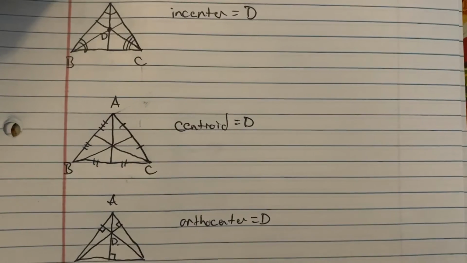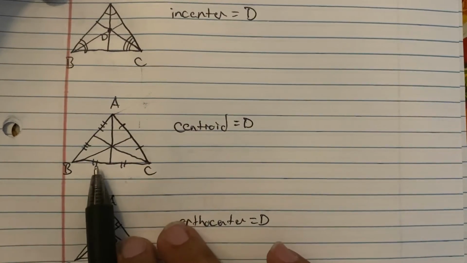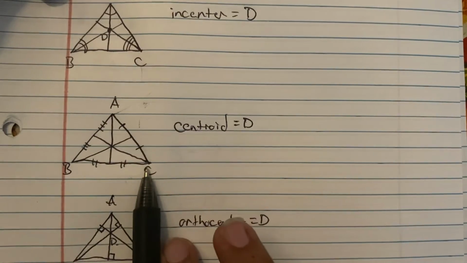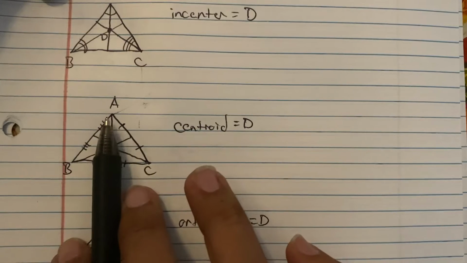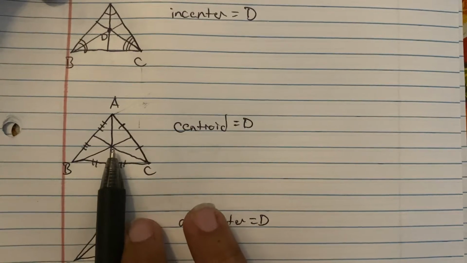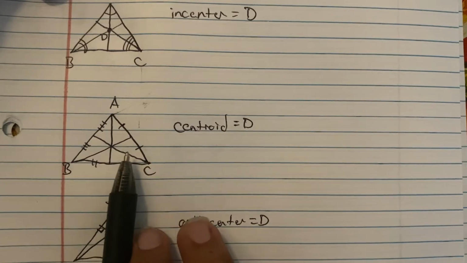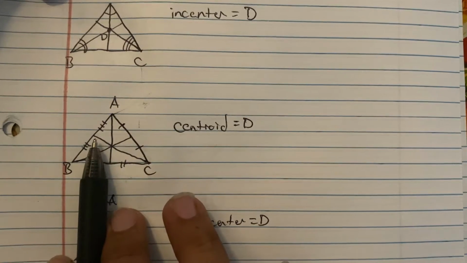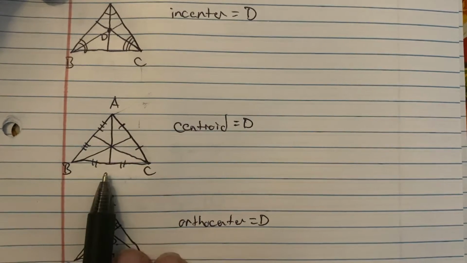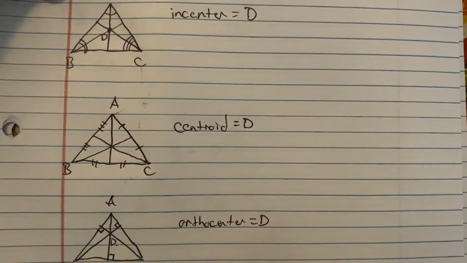Now let's talk about the centroid. Okay, how do you find the centroid? You use medians. A median is where you start in the corner and you bisect the side. Now you see this point where they meet, it cuts every line into a 2/3, 1/3 piece. So 1/3, 2/3, 2/3, 1/3. That's what's happening here. It's cut them into 2/3 and 1/3.